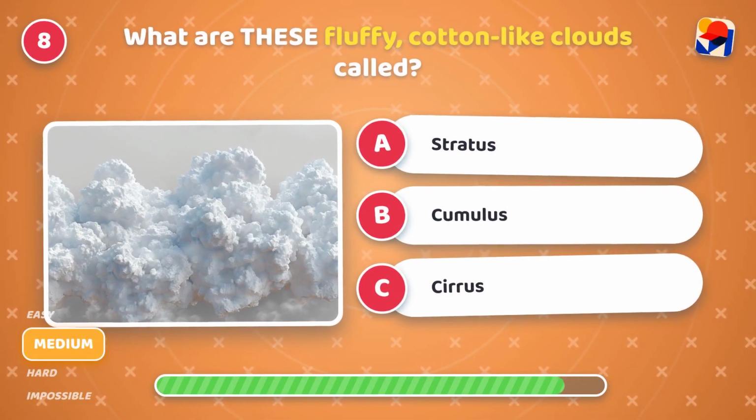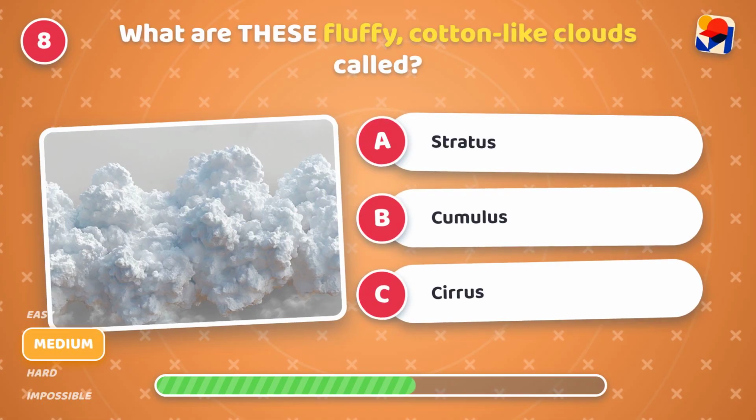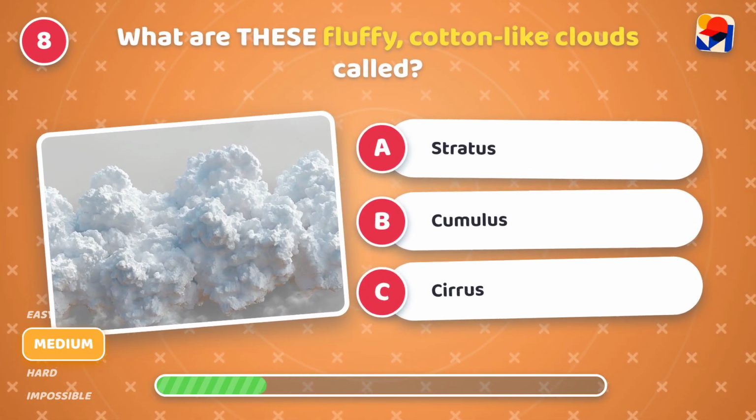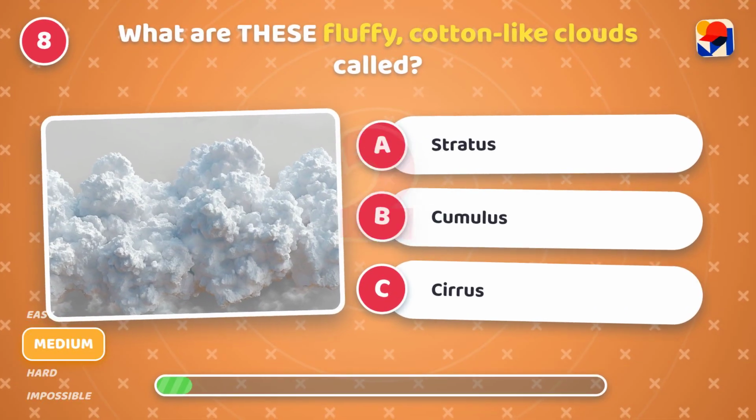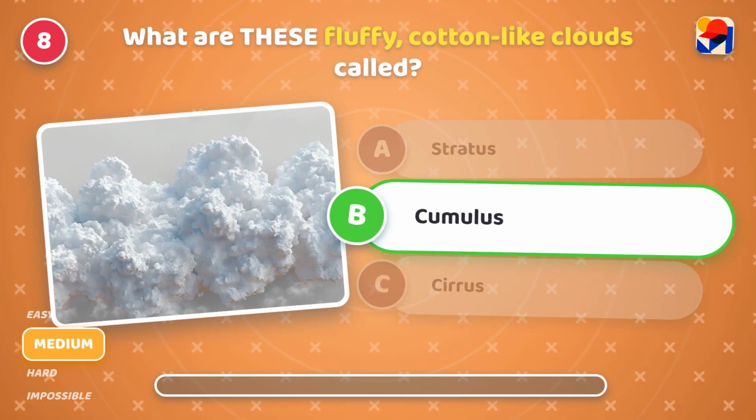What are these fluffy cotton-like clouds called? Is it A, stratus, B, cumulus, or C, cirrus? It's B, cumulus. They usually indicate fair weather.